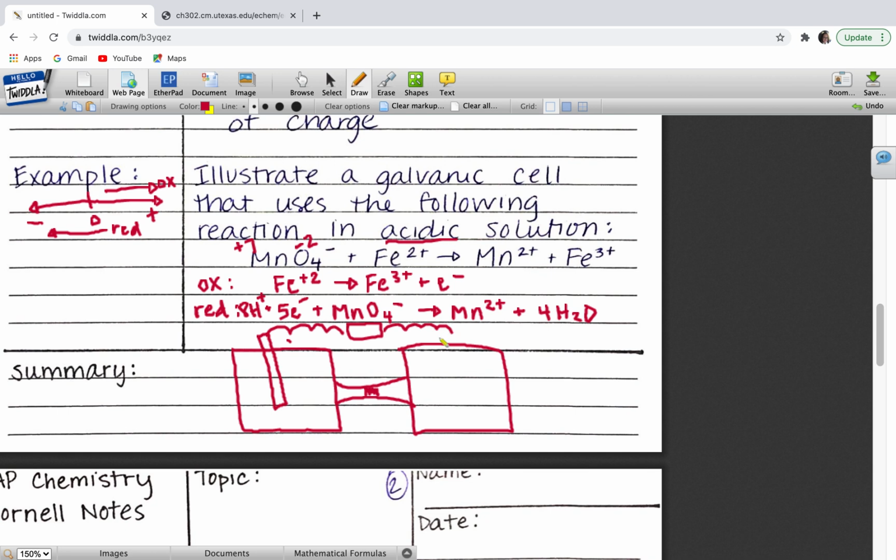You like my little wire there? Cute. Okay, and then there it is. Yay, we're done. No, just kidding. We're not done. We actually have to illustrate what's happening here.